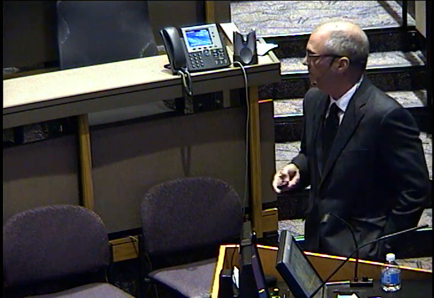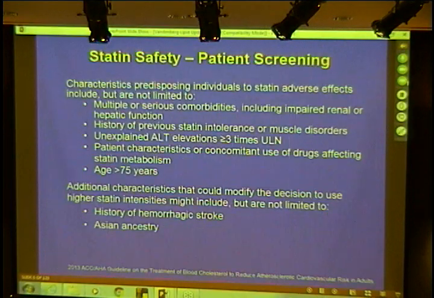And then finally, the renal excretion plays into patients who have chronic kidney disease. So atorvastatin has relatively little renal excretion, so this is favored by a lot of the nephrologists in the kidney patients.